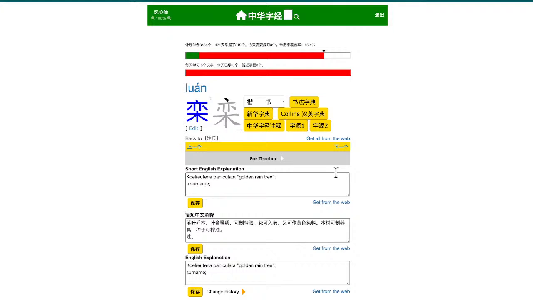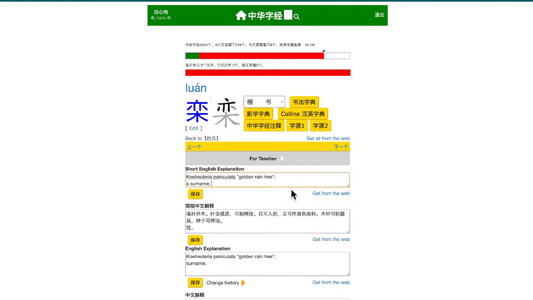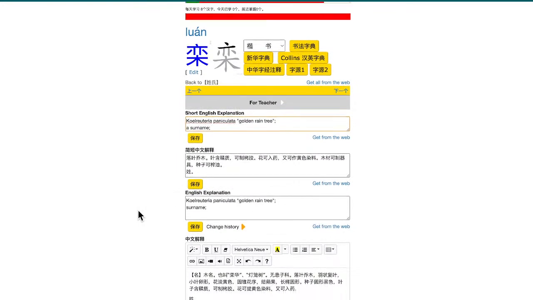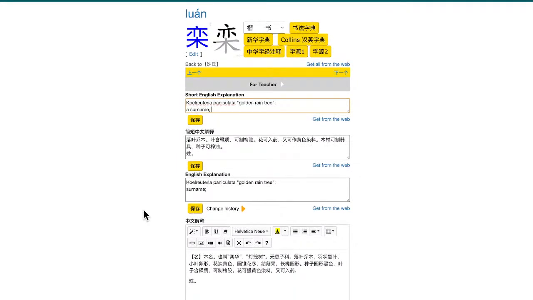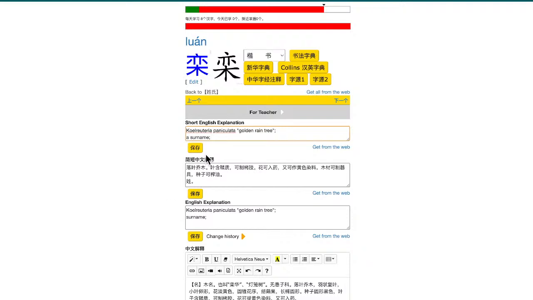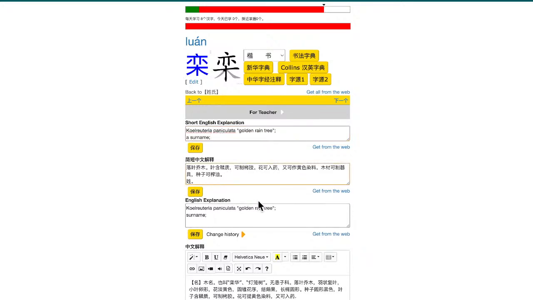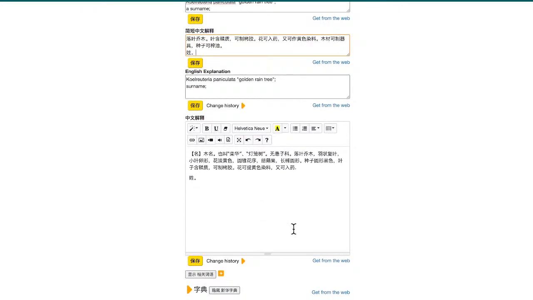Next one is 栾. 栾 is the name for a tree called a 栾华. Okay, it's over here. I don't know how to pronounce the Latin name, Koelreuteria paniculata. The common name is golden rain tree. Okay, it's a 栾. Of course, it's a surname. Okay, it's a surname. 栾华.